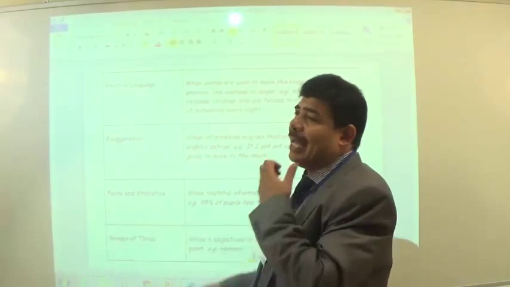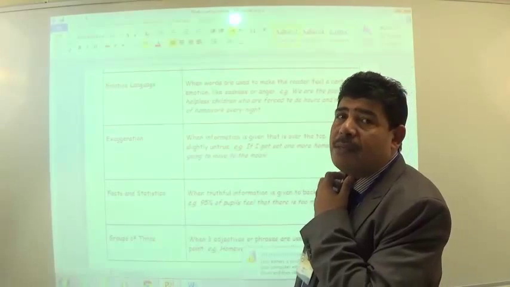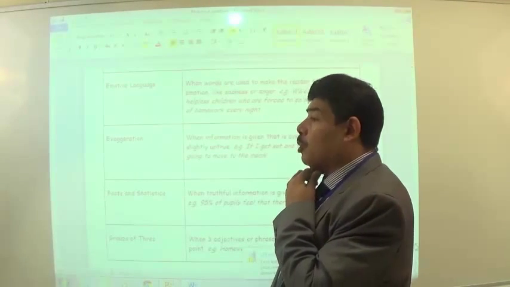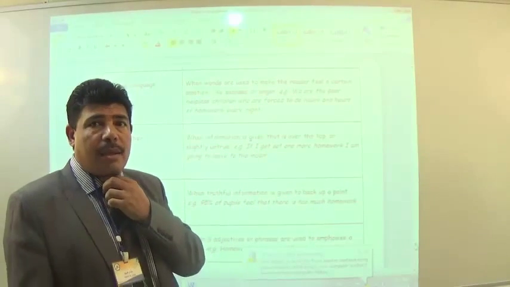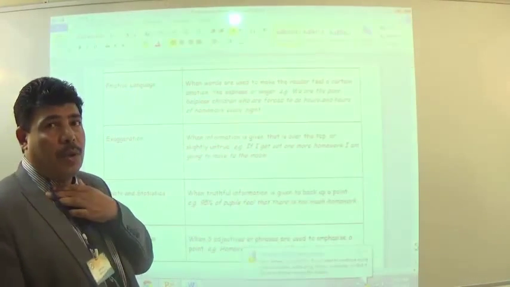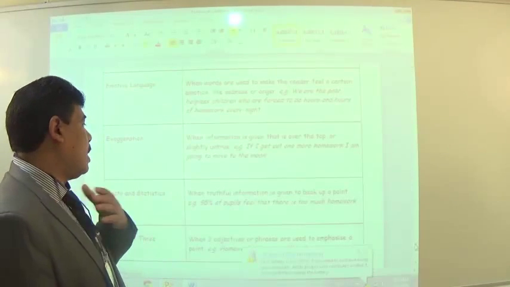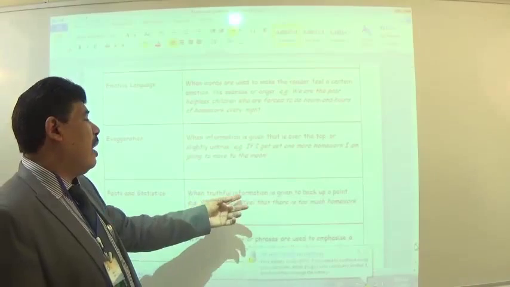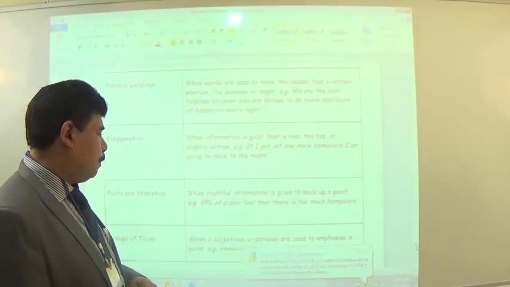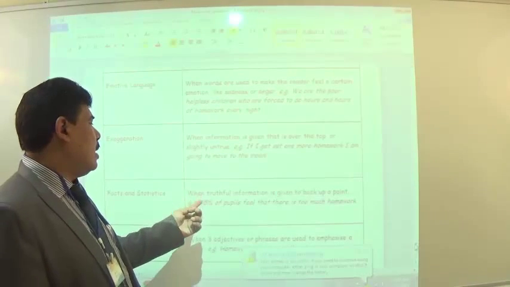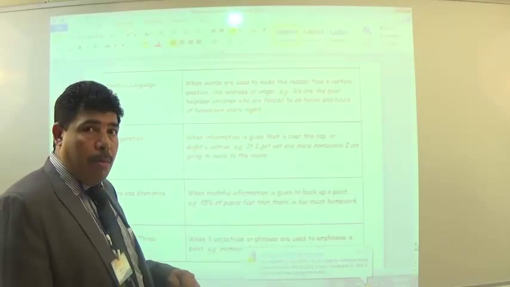Then we have facts and statistics. That's one of the best ways to persuade or to convince people to do something. Just give them facts. Facts are facts. They are not changeable. So they are a very good way to persuade people to do something. When truthful information is given to back up a point, for instance, 95% of pupils feel that there is too much homework.